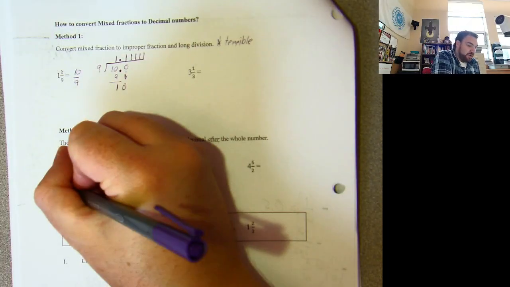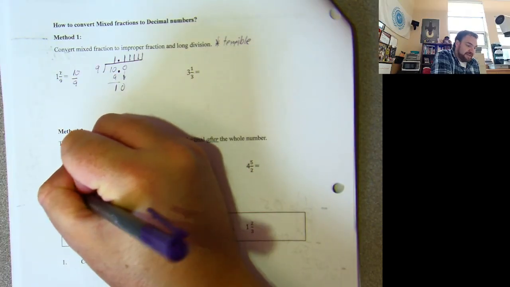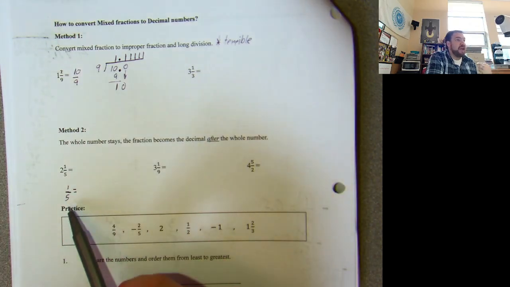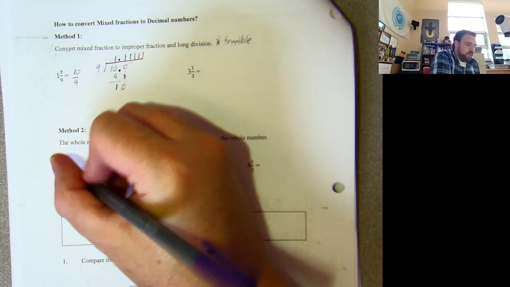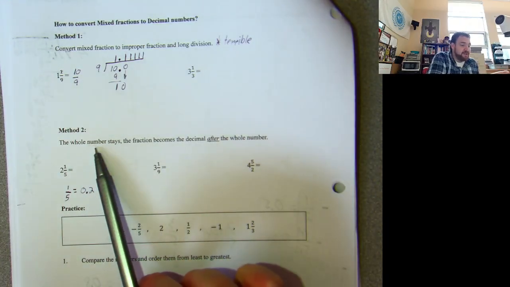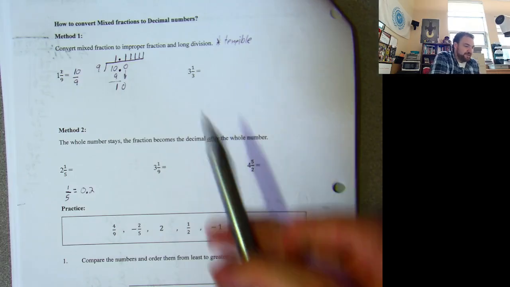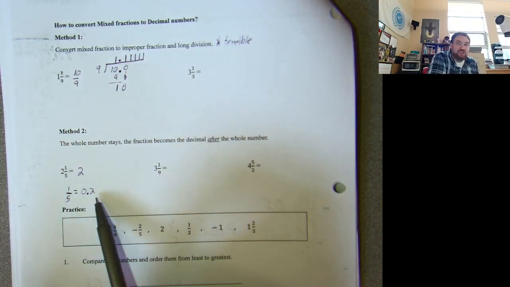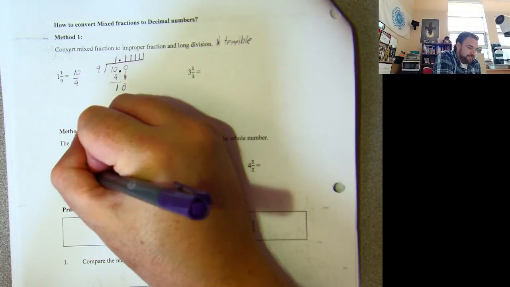If you recall, 1/5, Guntas, is what as a decimal? 0.1 is 1/10. I don't want 1/10, I want 1/5. 0.2, because I'd multiply top and bottom here by 2. Again, I want you to play with these so you can lock them in. 1/5 is 0.2. The other method is to say, okay, well, the whole number just stays, and it's the fraction that becomes the decimal after. So 2 and 1/5, the whole number is going to stay, and because 1/5 is 0.2, 2 and 1/5 is just going to be 2.2.